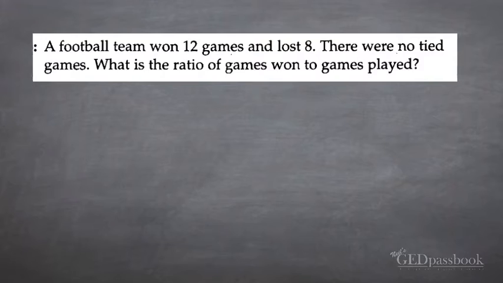Okay. All right, so here we have another one. A football team won 12 games and lost 8. There were no tied games. What is the ratio of games won to games played? So, my friends, guess what? This is another example of how you might come across a tricky ratio question. A football team won 12 games, blah, blah, blah, whatever. Always go to the question: what is the ratio of games won to games played?